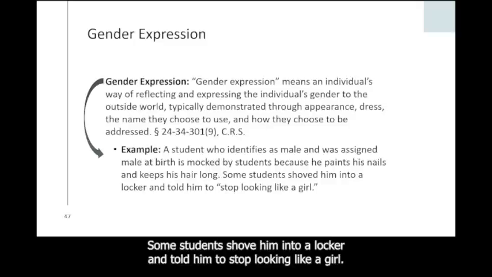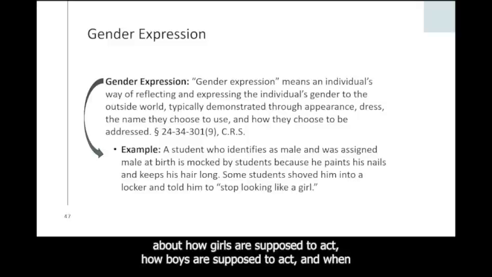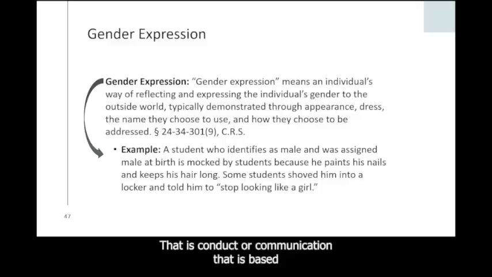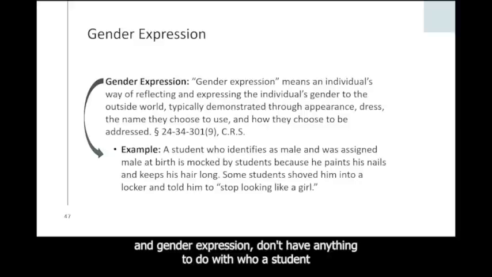Some students shove him into a locker and told him to stop looking like a girl. This category is really about our stereotypes, about how girls are supposed to act, how boys are supposed to act. And when students are harassed because they aren't conforming to those stereotypes, that is conduct or communication that is based on their gender expression as a protected class.